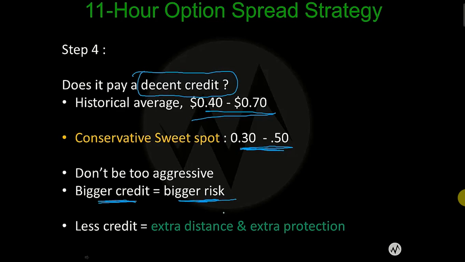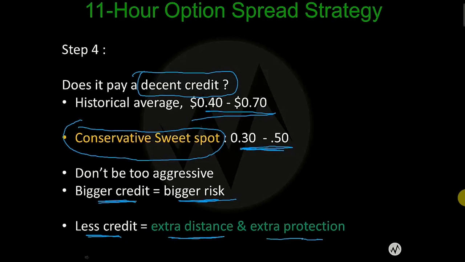All right? If you take less credit in this sweet spot right here, you're going to get the benefit of an extra distance between the strike and the current price, and then usually that includes extra protection. Extra distance is extra protection. Maybe you have an additional support and resistance level or an additional EMA, something like that between you and the short strike. Okay. All right. So right there, risk management.